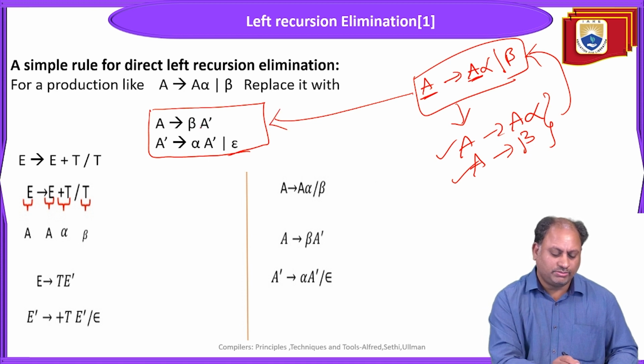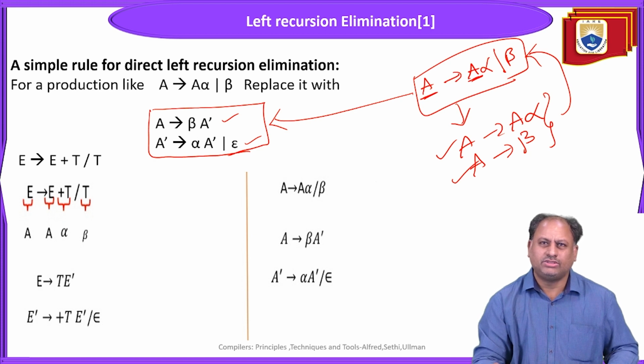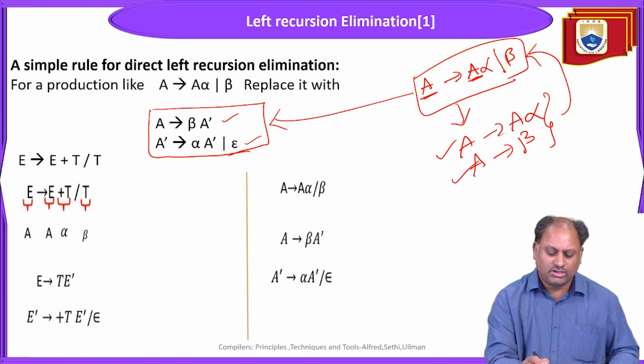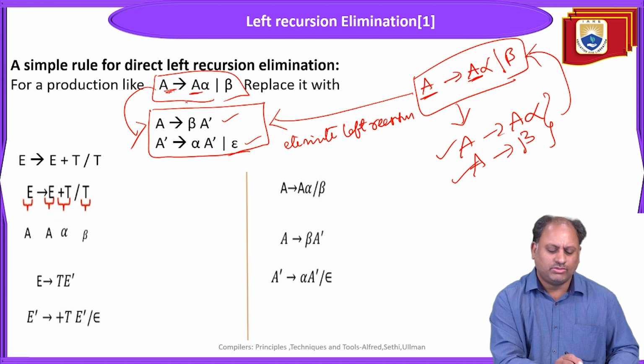Where the left recursion is to be avoided by replacing with these two rules. So what is the rule? A derives beta A dash is the first production, and the second production is A dash derives alpha A dash, and A dash derives epsilon. So these are the two cases which are to be replaced. So based on this, we substitute with this one. Then we are going to eliminate the left recursion. That means A derives A alpha, which contains left recursion, is to be eliminated by substituting these two productions which come from this same production.